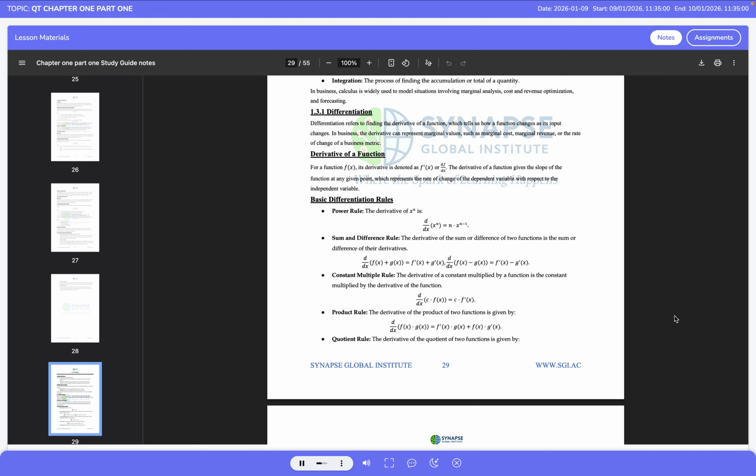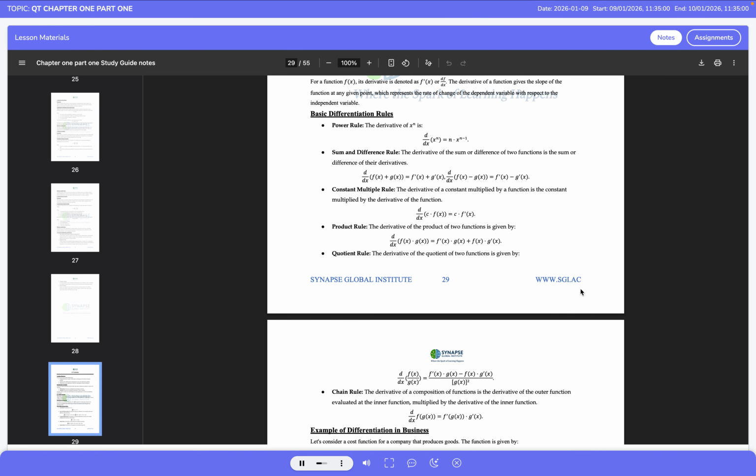The product rule states that the derivative of the product of two functions is the derivative of the first function multiplied by the second function plus the first function multiplied by the derivative of the second function. The quotient rule states that the derivative of one function divided by another is the derivative of the numerator multiplied by the denominator minus the numerator multiplied by the derivative of the denominator, all divided by the square of the denominator. The chain rule states that when a function is composed of another function, the derivative is obtained by differentiating the outer function evaluated at the inner function and multiplying by the derivative of the inner function.